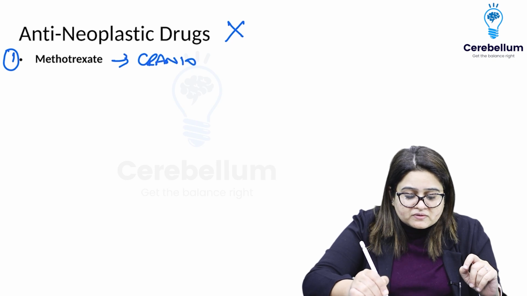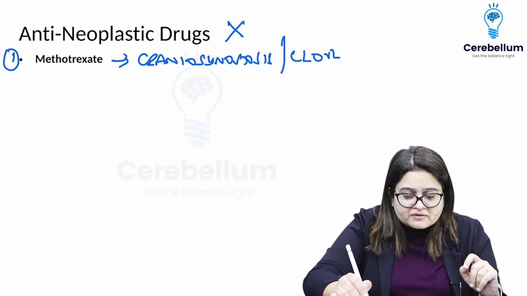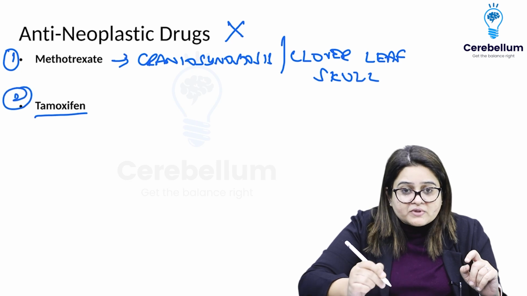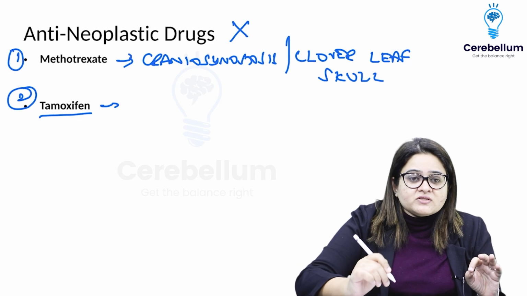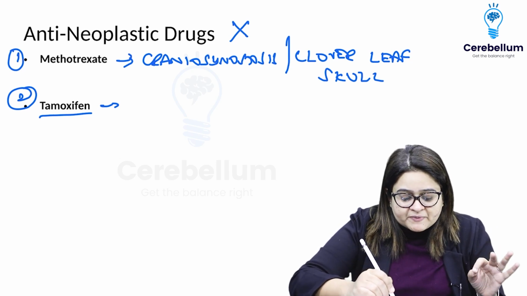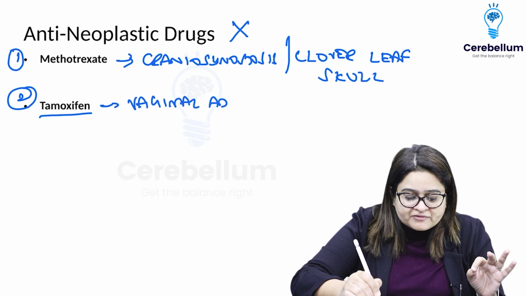Methotrexate causes craniosynostosis, also called a clover leaf skull. Okay. Tamoxifen, which is given commonly in breast cancer survivors. Okay. Tamoxifen is known to cause multiple lethal anomalies, and especially it is known to cause vaginal adenosis in female fetuses.